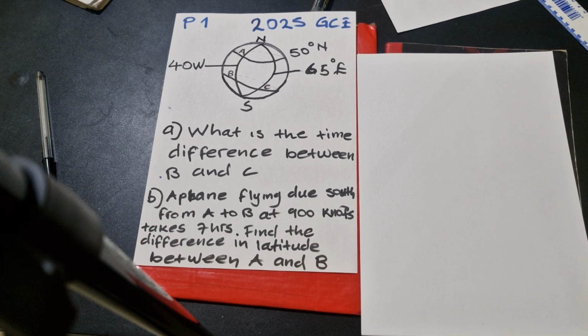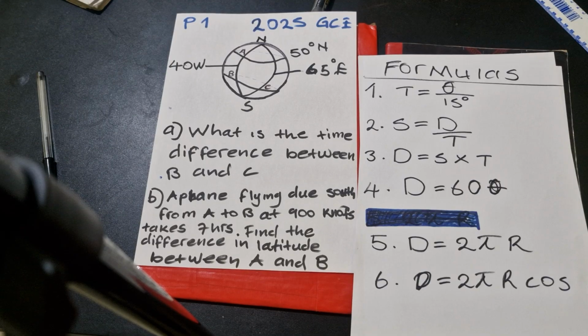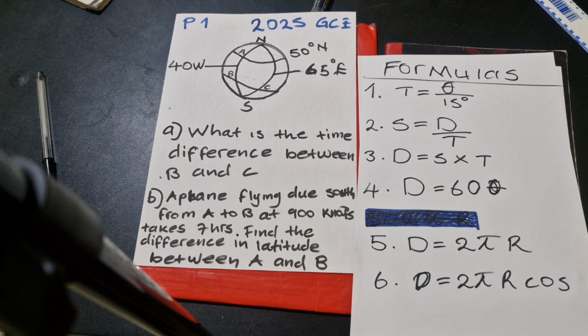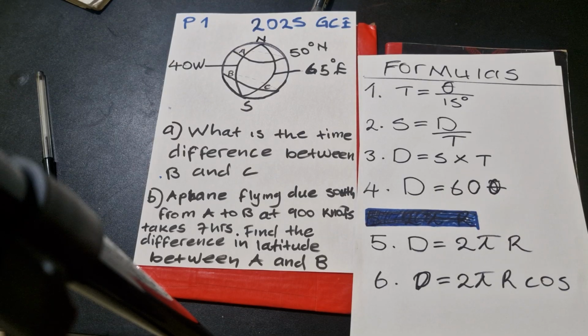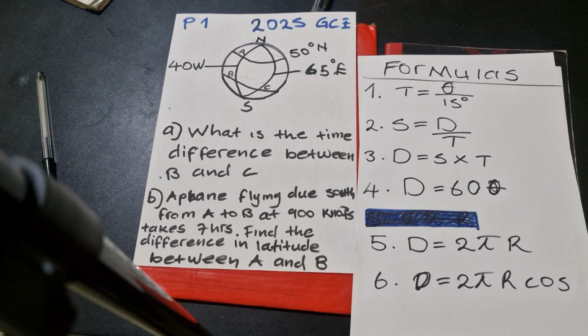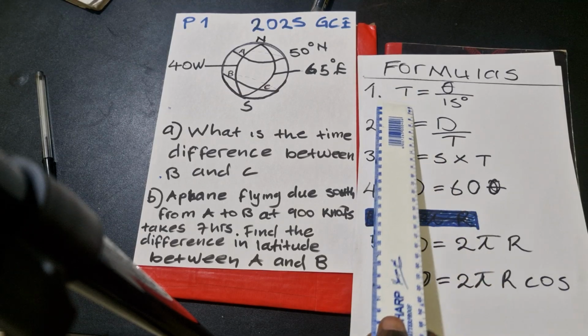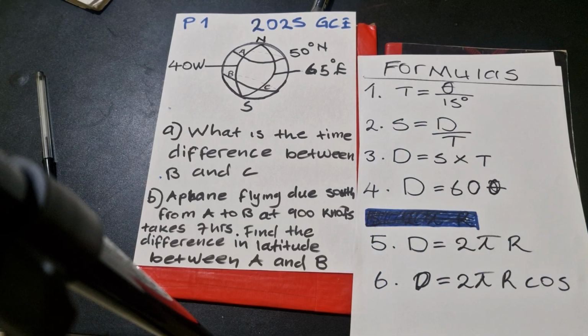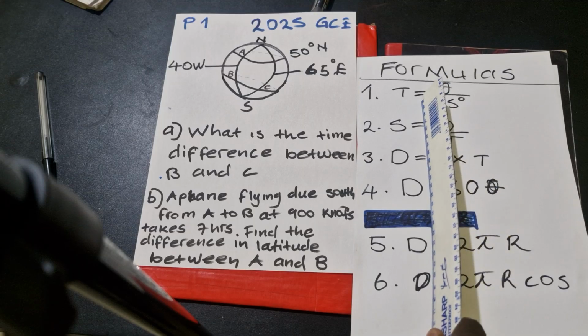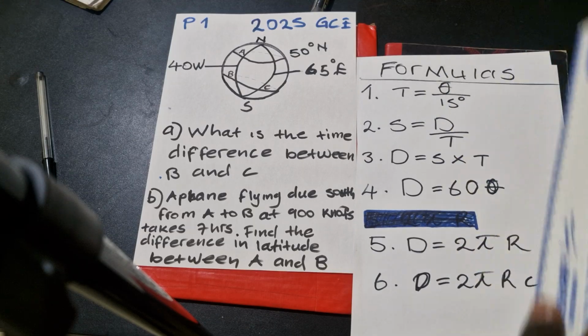So let me show you the formulas to use. These are the 6 major formulas that you should know. You should know them by heart, and these formulas are never given in the exam room. So you must master them and know them by heart. We have formula 1, which is finding the time difference. We usually use this one to find the difference between latitudes and longitudes.